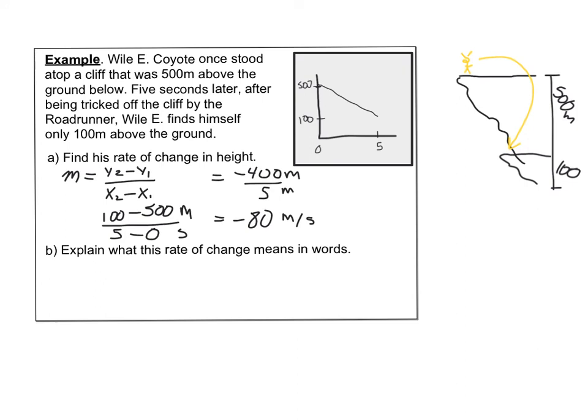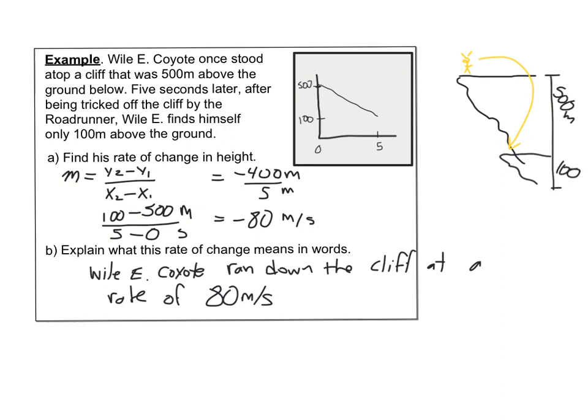So we also have that pesky negative sign telling us that he is going in some direction. In this case, looking at our graph or even our diagram, we can tell that he's going down. So in this case, our negative means he's going down. And so there are many ways that you can sort of describe this in words, but what I'm going to say is Wile E. Coyote ran down the cliff at a rate of 80 meters per second.